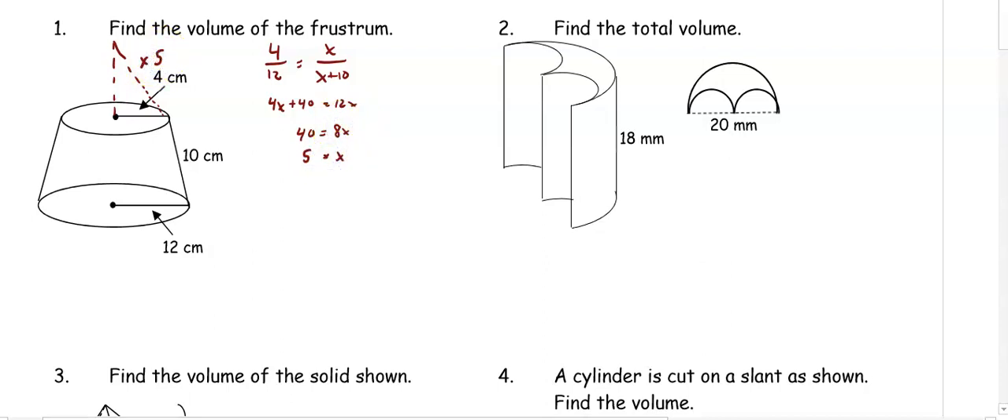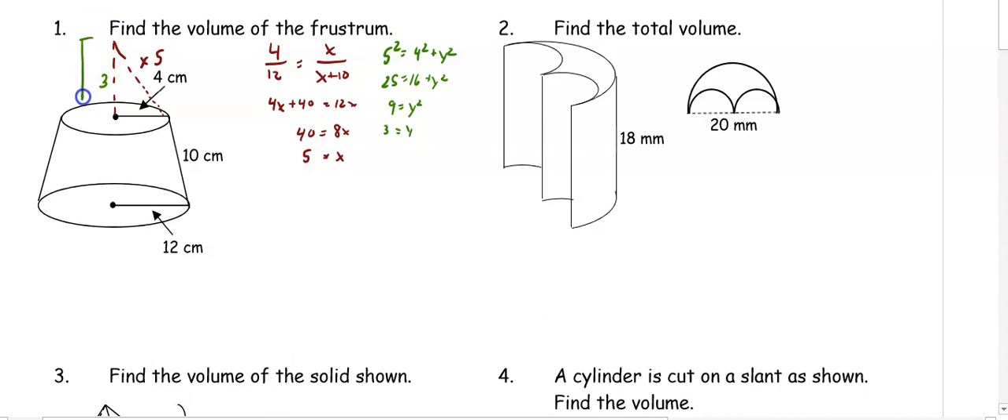So if we know this length is 5, we can use the Pythagorean theorem to find the height of the smaller triangle and of the larger triangle. In the smaller triangle, we have 5 squared equals 4 squared plus y squared. 25 equals 16 plus y squared. 9 equals y squared, so y is 9. Or, sorry, y is 3.